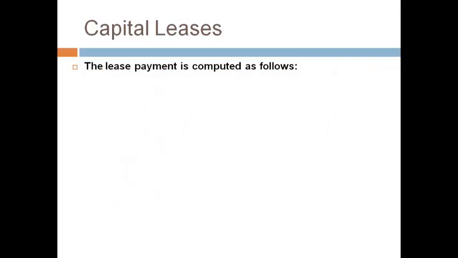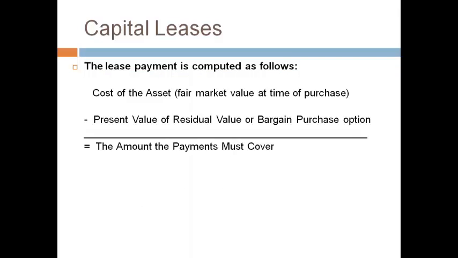The periodic lease payment covers both the cost of the asset and the interest. A formula is used to compute a lease payment when the lease payment is not stated. Begin with the cost of the asset to the lessee. Subtract the present value of the residual value or a bargain purchase option. These two items will be paid at the end of the lease and therefore are not included in the lease payment. If they were, they would be paid twice.